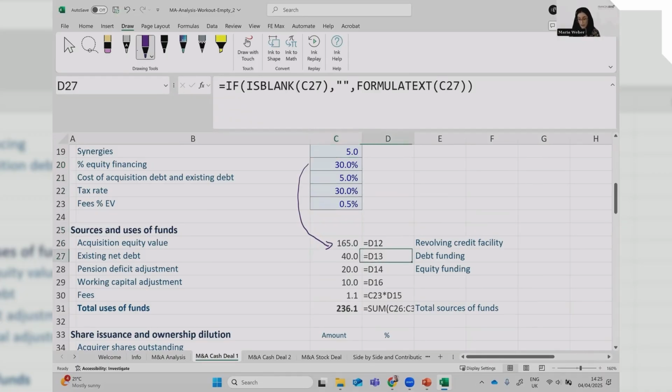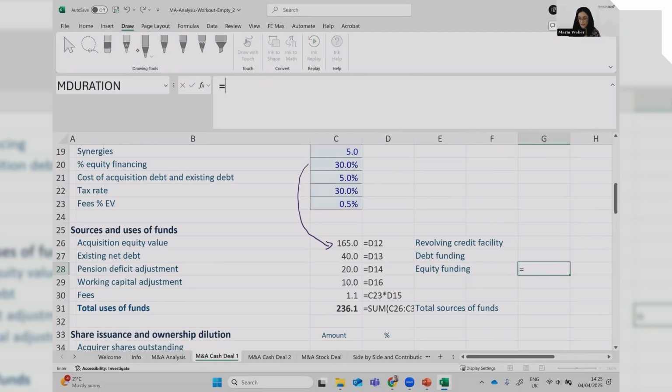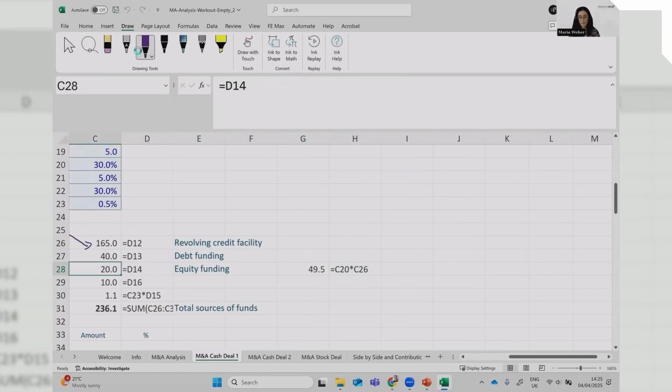So let's work out the equity funding then. Equity funding is going to be 30% of that equity purchase price. So that's 49.5 million.